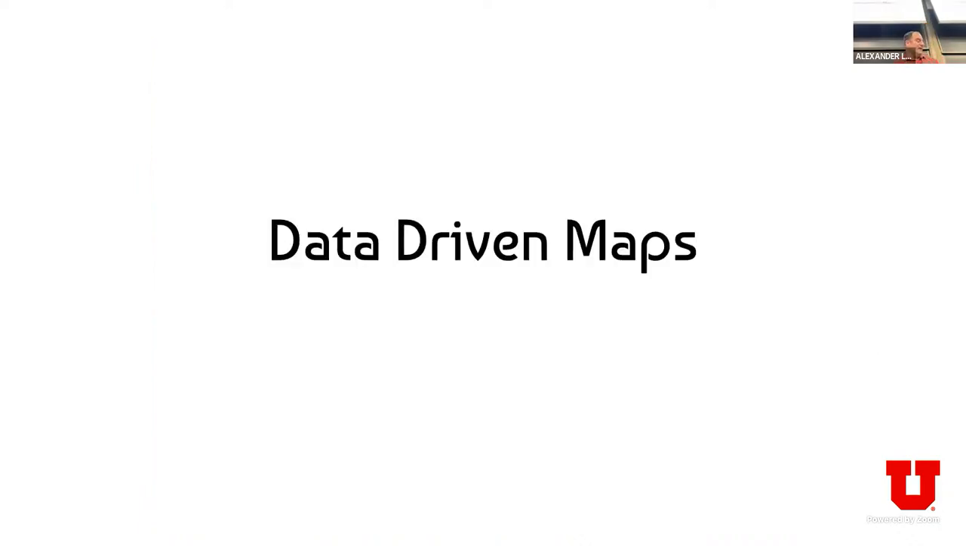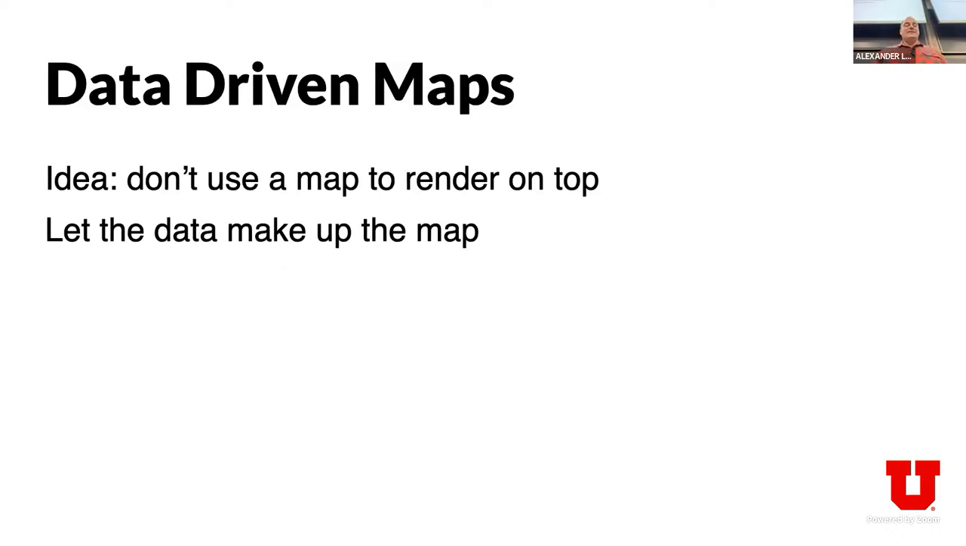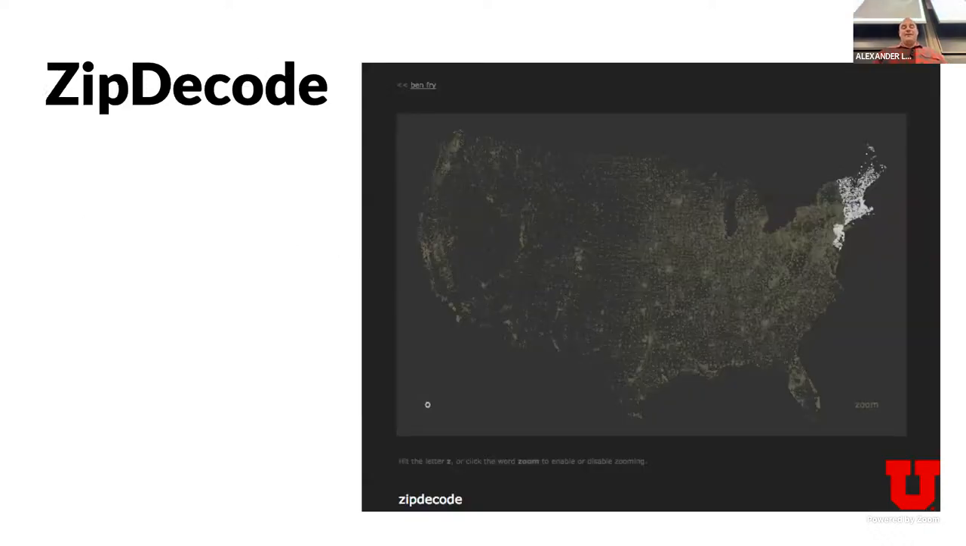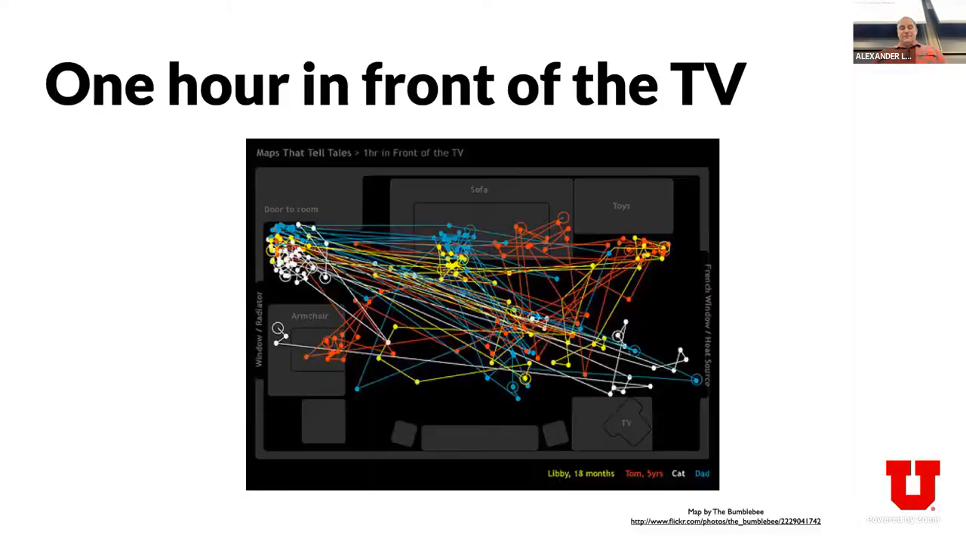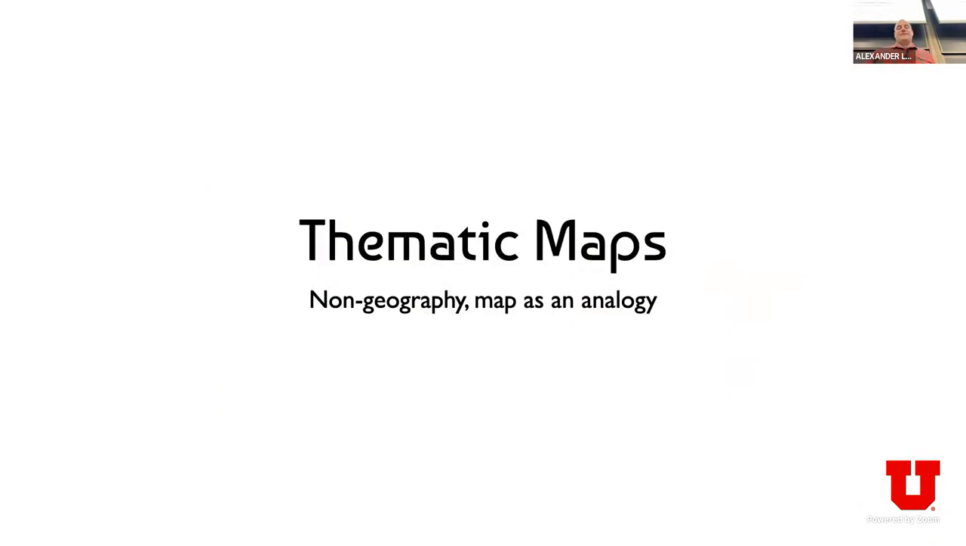Okay, the last thing I wanted to talk about briefly is that you can also use maps if you don't have geography, right? Sometimes these data-driven maps are intriguing. So the idea is don't use a map to render on top, but let the data make up the map. Let me jump over this and maybe show the thematic maps as a last thing. Thematic maps are not geography, but they use maps as an analogy that you can use to plot data.